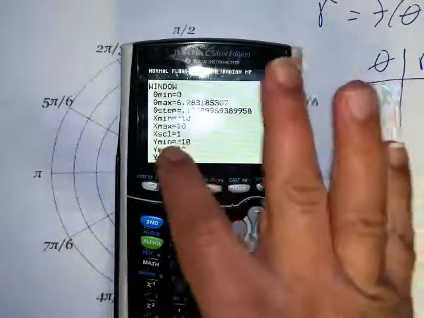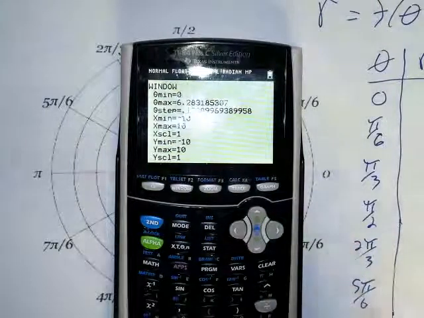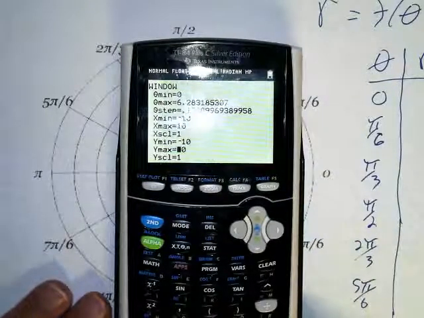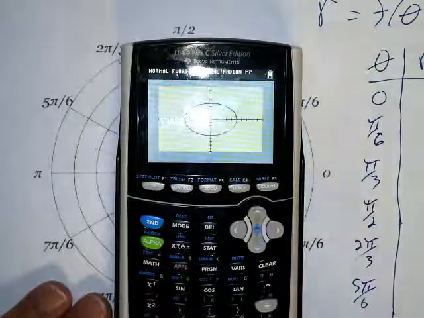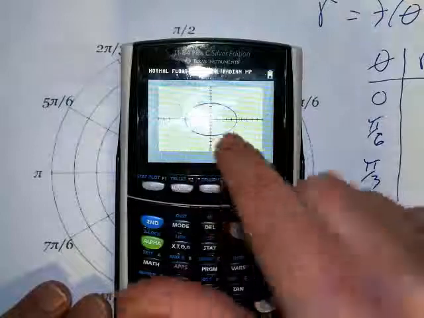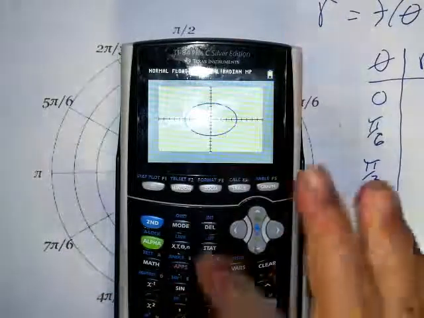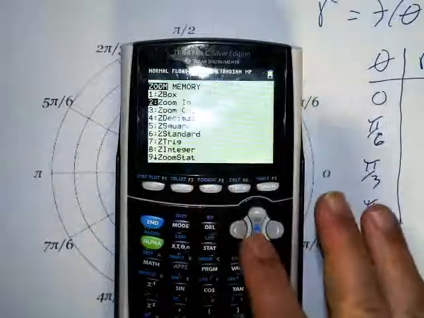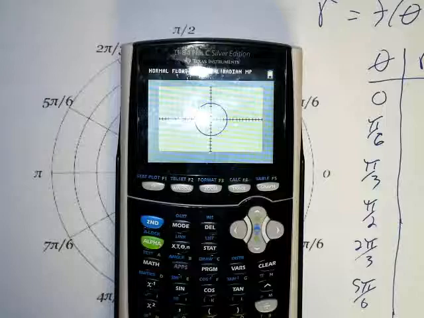So the window here is setting your actual rectangular coordinates for the size of the window that you're going to look at. Okay? And now I can hit graph, and you see that it actually traces that out. Now that does not look like a circle, but it's because these scales are not the same. So I can hit zoom and do zoom squared, and now it looks more like a circle.